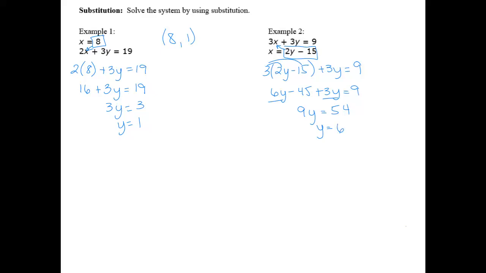So right away, I'm going to come up here to the top, and I'm going to write an ordered pair. I know the y coordinate, or the second coordinate, would be 6. Now I just have to find the x coordinate. So I'm going to use the second equation because it's already solved for x. I'll just plug 6 in where the y was. So 2 times 6 minus 15. Well, 2 times 6 is 12. Minus 15 means that our x value is negative 3.